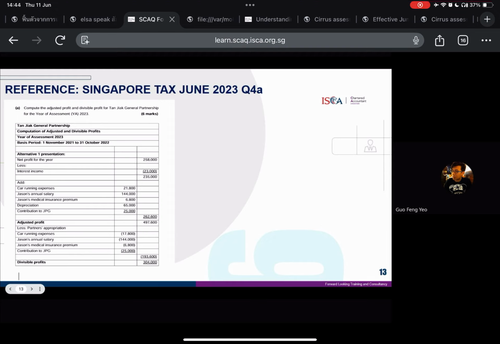Now, we move on to compute what is the divisible profit. So we less off in terms of what we call expenses related to the partners. So for example, Jason's car related running expenses of 17,800. Note why we only less off 17,800 and not 21,800. You have to be clear that the adjustment is for the amount that's attributable to Jason. We're not taking a position on whether the amount is considered deductible or non-deductible for income tax purposes.